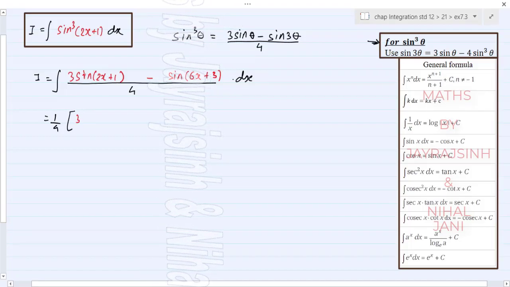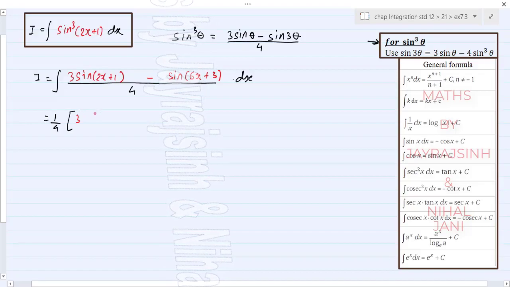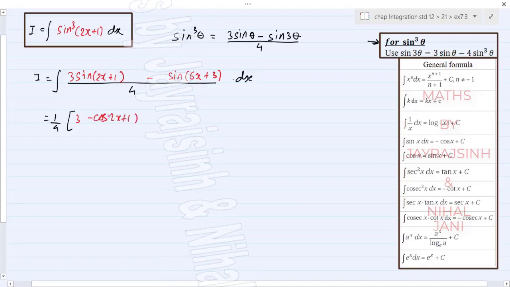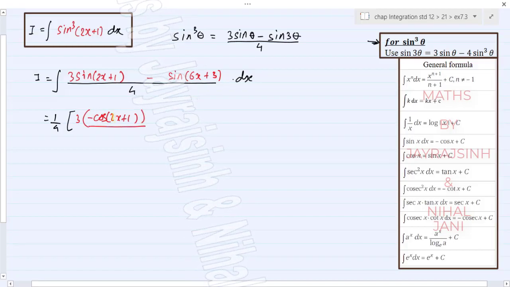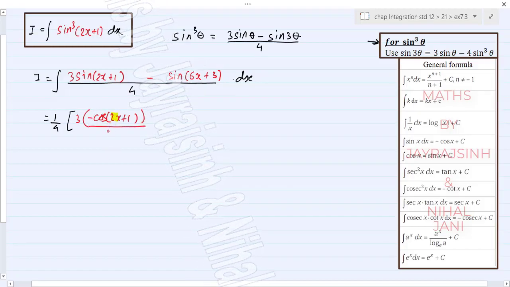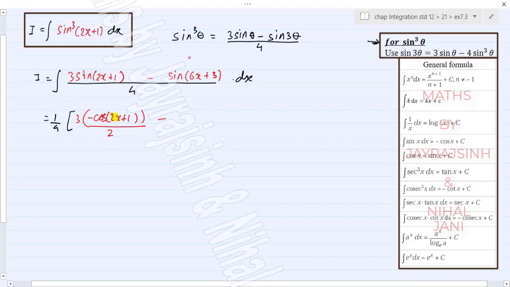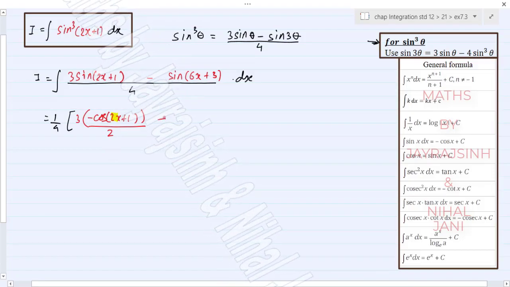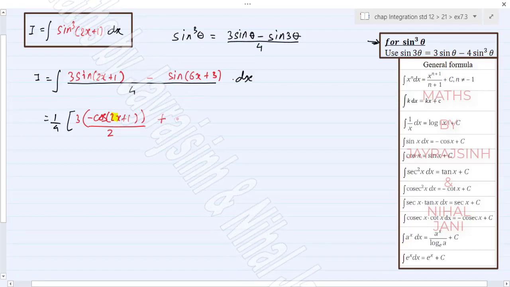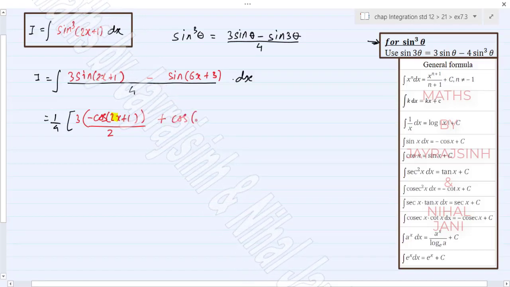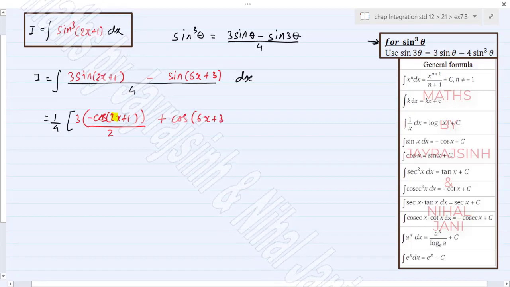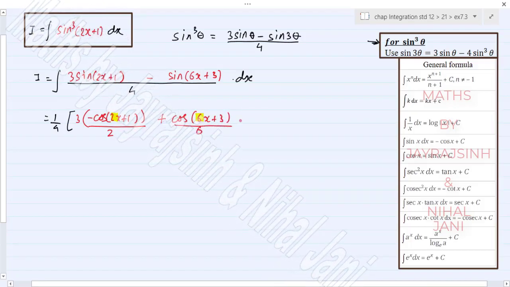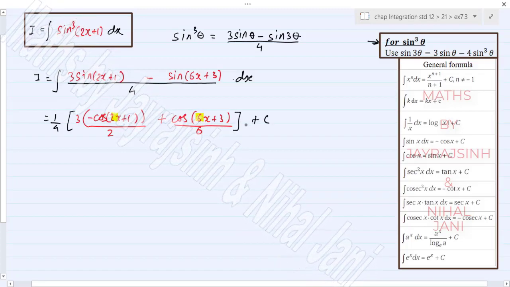3 is constant. Integration of sine (2x plus 1) will be minus cos (2x plus 1) upon coefficient of x, which is 2, minus integration of sine (6x plus 3) will be minus, or we can say minus minus becomes plus, cos (6x plus 3) upon coefficient of x, or we can say 6, plus c.